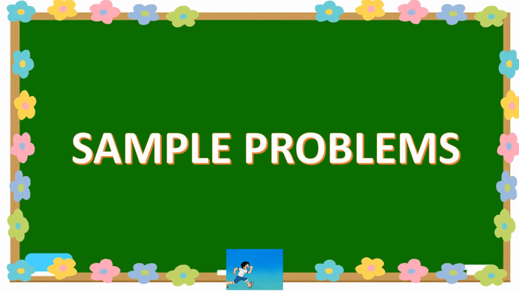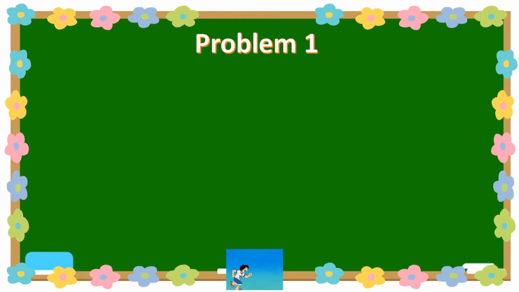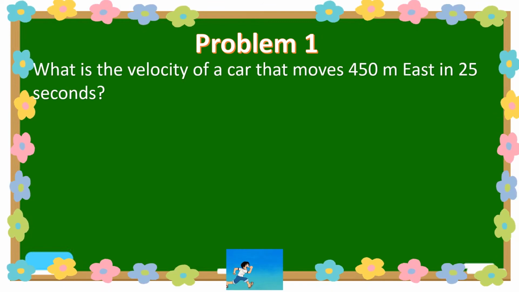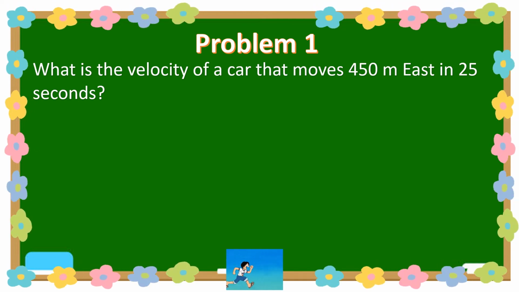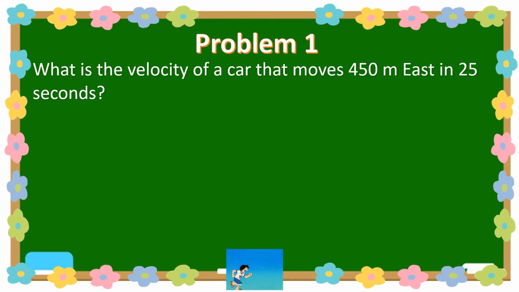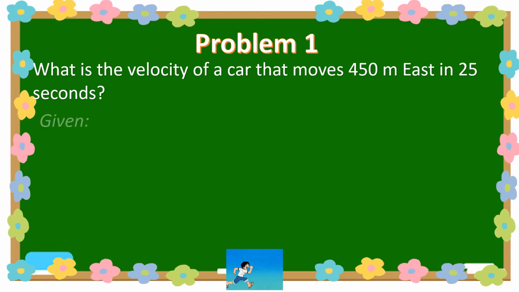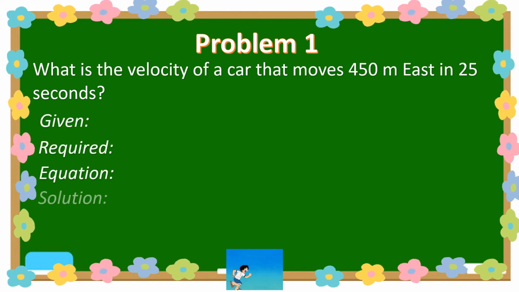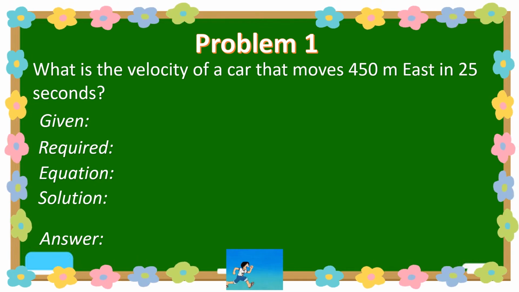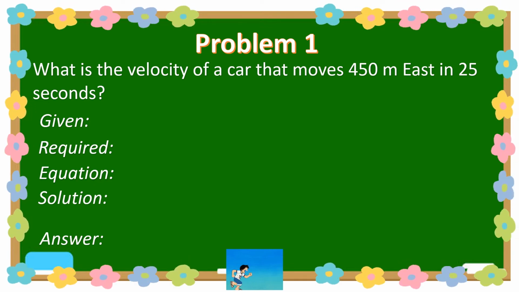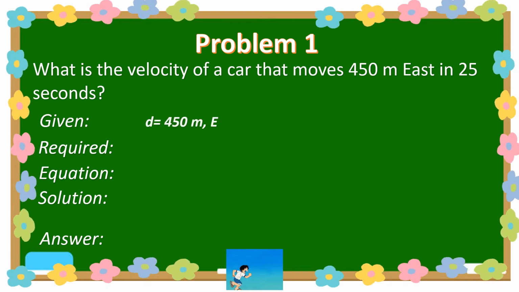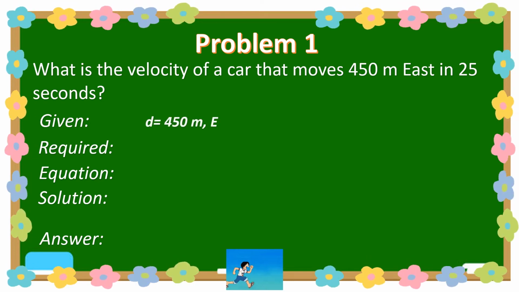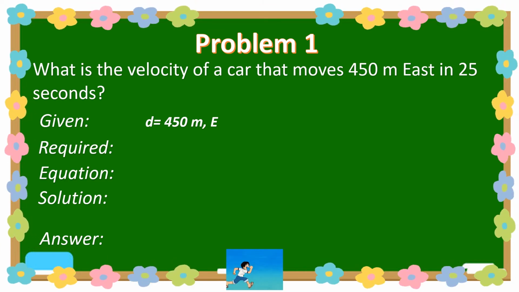Let us now proceed again with the sample problems. Problem number 1. What is the velocity of a car that moves 450 meters to the east in 25 seconds? Again, let us use the GRESA. Now, what are the given in this problem? Okay, so we have the displacement, which is 450 meters to the east.